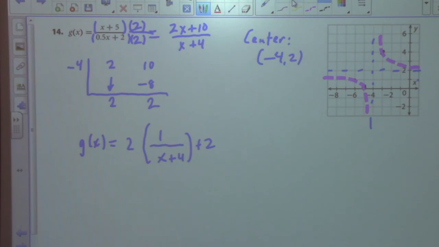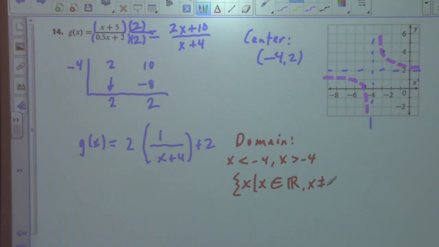And then we have our domain. What is our domain? The domain would be x less than -4 and x greater than -4. And then x such that x is an element of all real numbers, except x cannot equal -4.